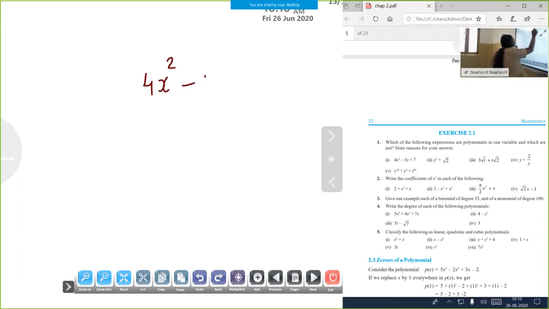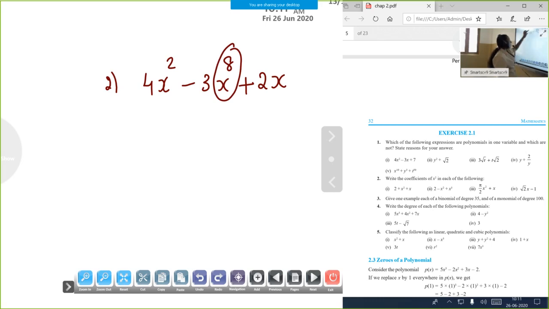4x square minus 3x raised to 8 plus 2x. What is the degree of the polynomial? This is your second question. You take the highest power. 8 is highest. Here it is 2, here it is 8, and here it is 1. So what is the highest power there? 8. So the degree of the polynomial equals 8. Simply write that power.